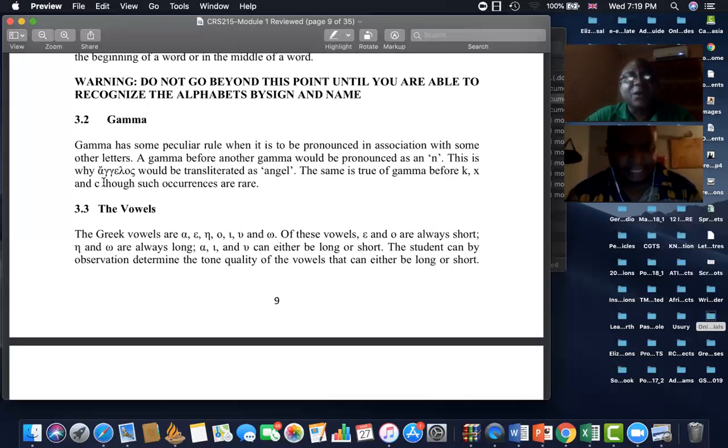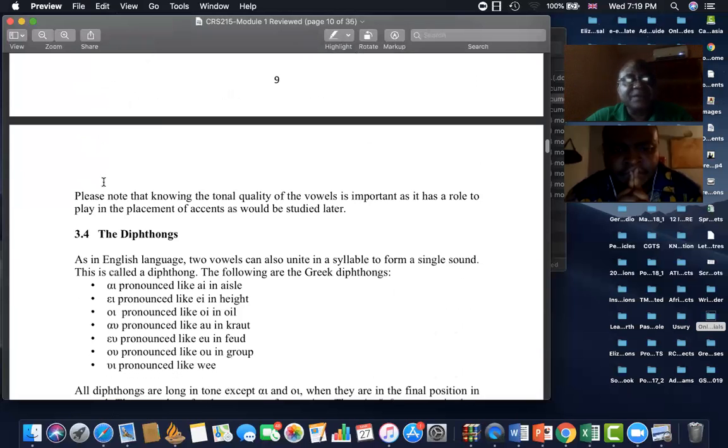Okay, but the remaining three, alpha, iota, and upsilon, can be long and at the same time they can be short. So it is left for you to determine, when you see them in a word, if they are long or short.